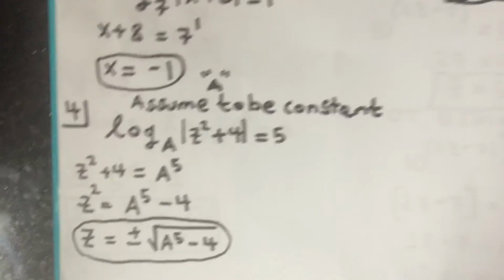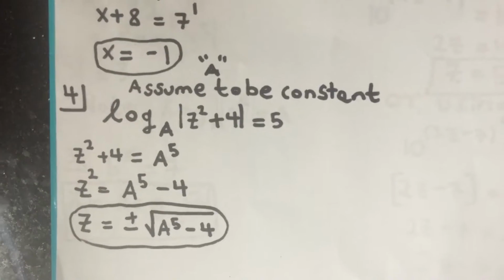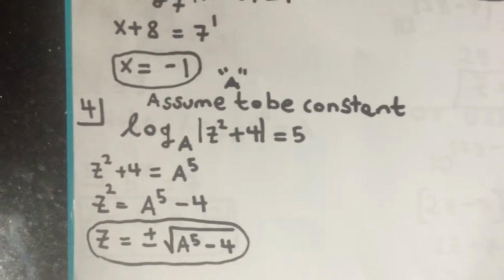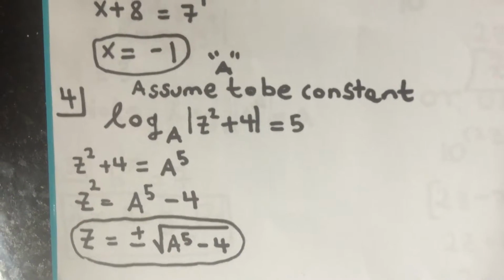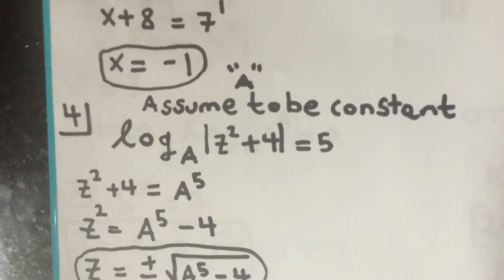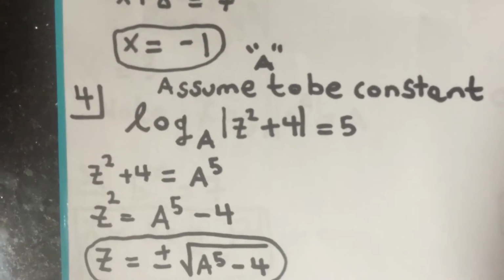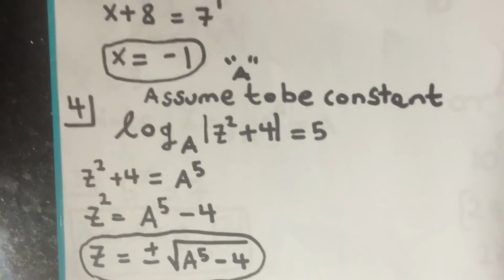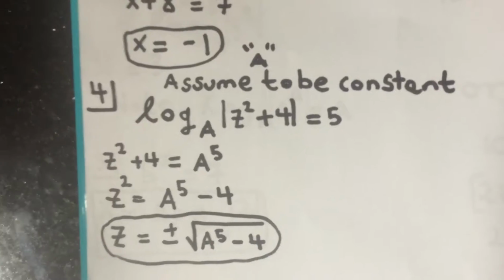Now, in problem 4, another literal kind of equation, but assuming that a is a constant. Now, base a is the arbitrary base of this log with the factor which is an irreducible quadratic. Irreducible quadratic meaning z squared plus 4. So log base a of z squared plus 4 is equal to 5.